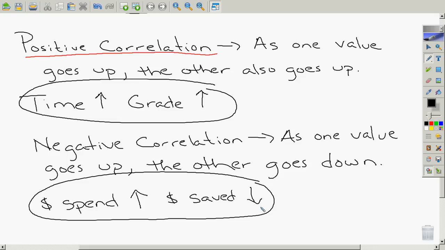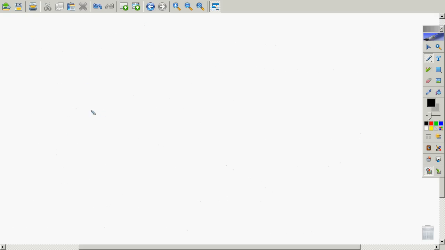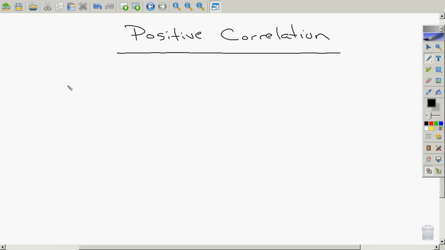Okay, so that's what it looks like in words. Can you draw a line underneath what we just did here? And let's look at what it looks like when we graph those things. So let's look at a positive correlation first. A positive correlation graph would look like this.